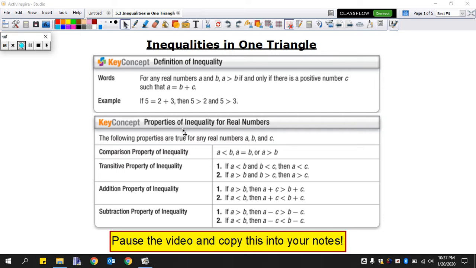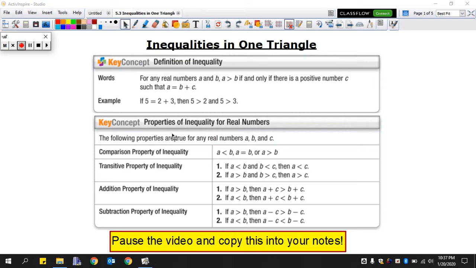In other words, a is bigger than the number b, whatever the number c is. So a right here is bigger than either one of those two, b or c.